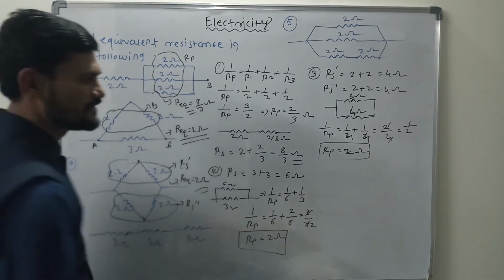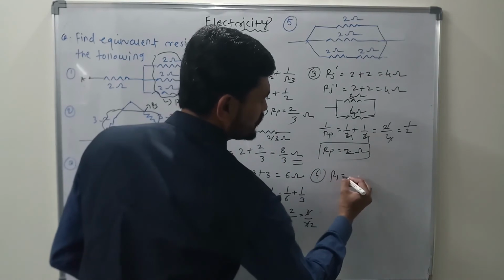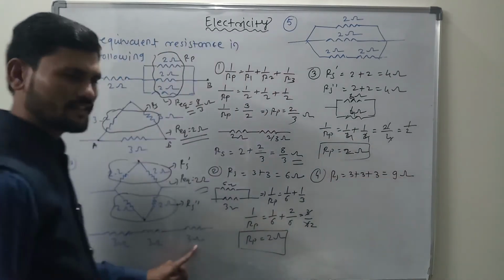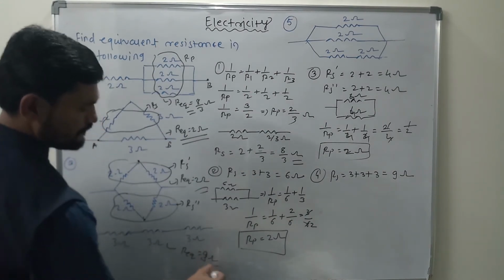What is the answer of the third one? All they are connected in what? Series. So what is the answer now? 3 plus 3 plus 3. That is RS is equal to 3 plus 3 plus 3. How much? 9 ohm. That's it. So equivalent resistance is what? R equivalent is 9 ohm.